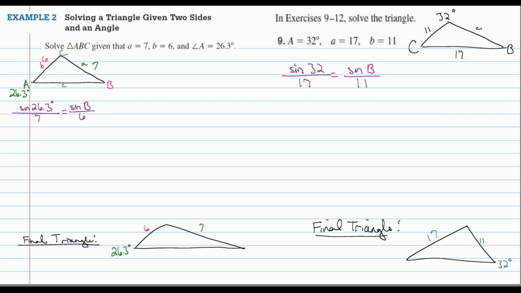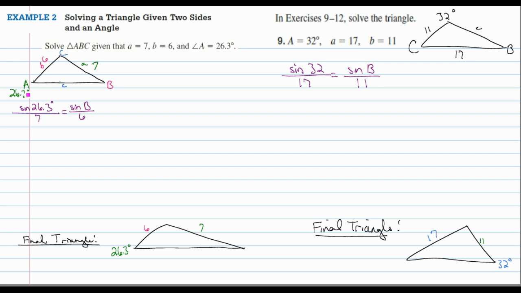In example 3, we will deal with why side-side angle is a bad triangle. It's not necessarily a bad triangle, but it can cause some complications. In example 2, however, we're not going to worry about those complications just yet. We're going to work on using the law of sines to solve them.